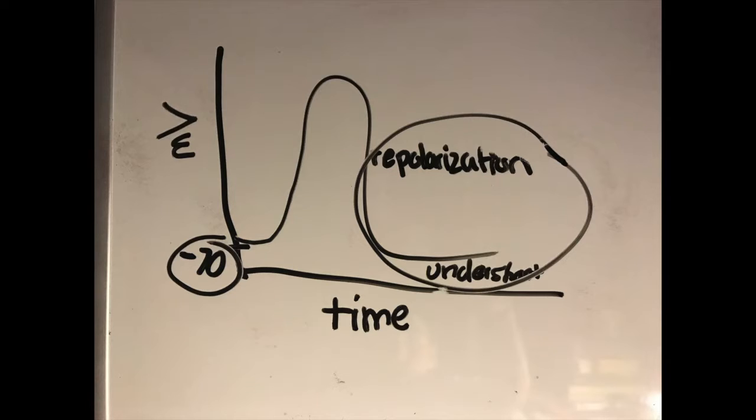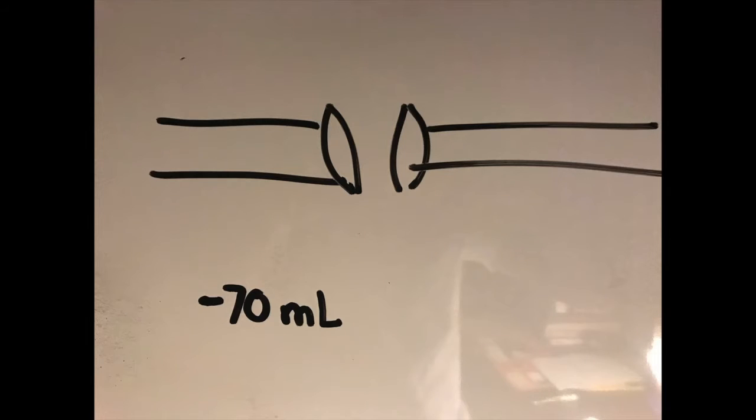Hyperpolarization is the opposite of depolarization. It occurs after the undershoot, and it leads the membrane potential to be restored back to the charge of negative 70 millivolts.